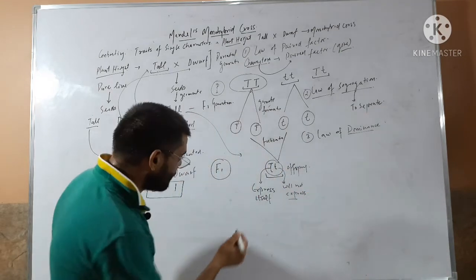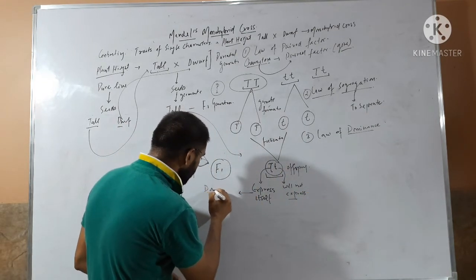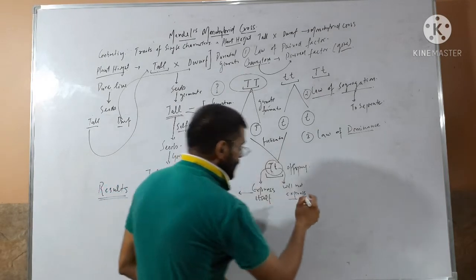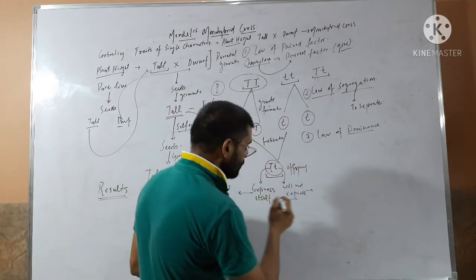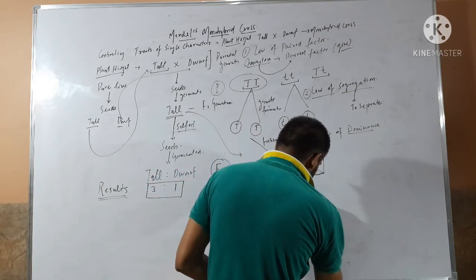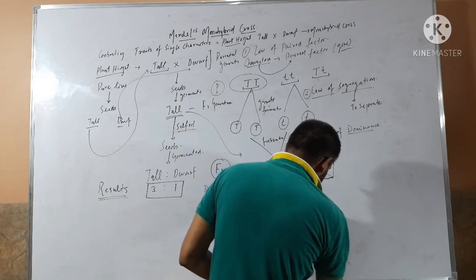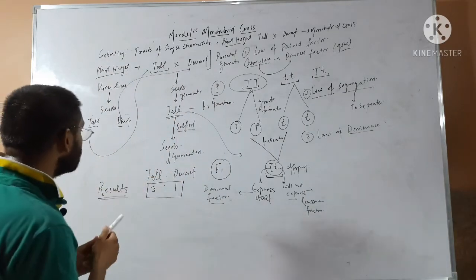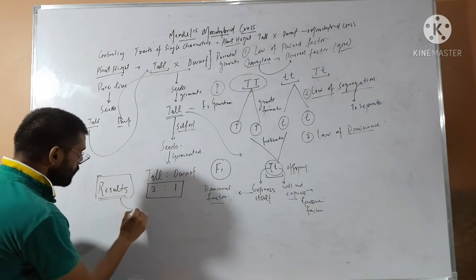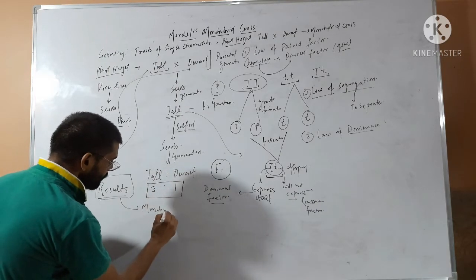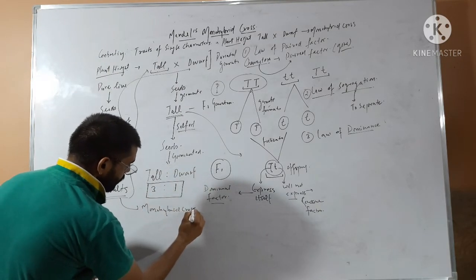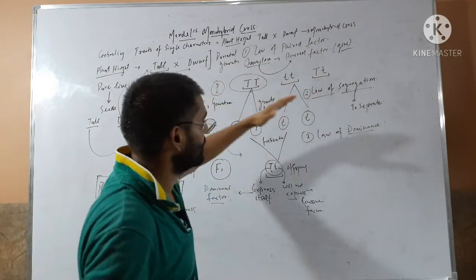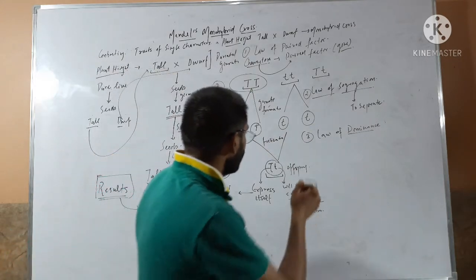So the factor that expresses itself will be called dominant factor, and the factor that will not express itself will be called recessive factor. So these were the three laws that Mendel gave on the basis of results of his monohybrid cross: law of paired factor, law of segregation, and law of dominance.